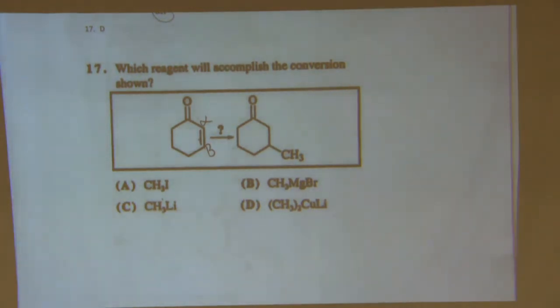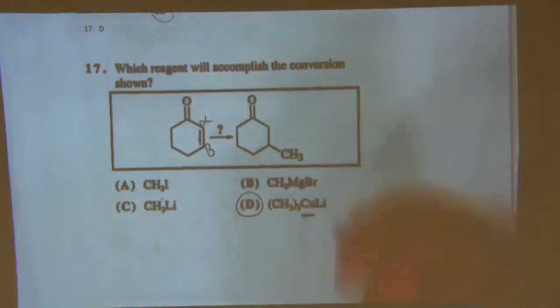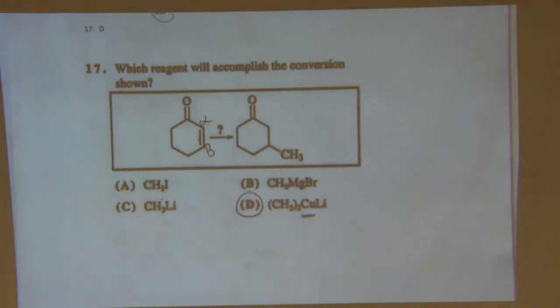So that being said, what's going to be your answer? Gilman's, right, D. Gilman's always has a copper. So that's the way you can spot Gilman's. It'll be whatever carbon group you're adding, you have it twice, even though you only add it once. And then it'll be right next to a copper lithium. So that'll be your Gilman's reagent. And again, that adds 1,4. Yeah, perfect.